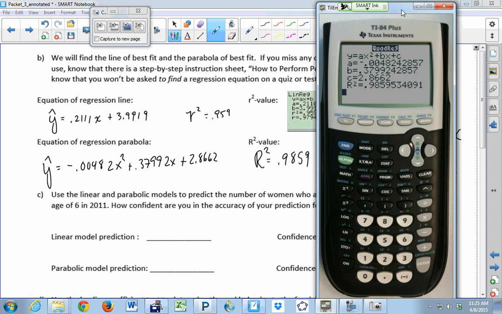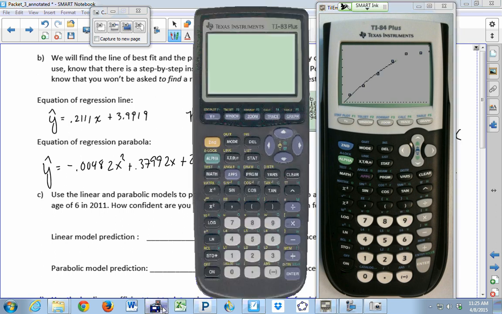So here we go. If we look at our pictures here, if we do zoom 9, there's the quadratic. And if we look at zoom 9 here, there's the linear. Okay? Both of these models fit the data pretty well. Don't you agree? In fact, the quadratic fits it even a little bit better than the linear model. So what's a Math 107 student to do? Which one do you choose?